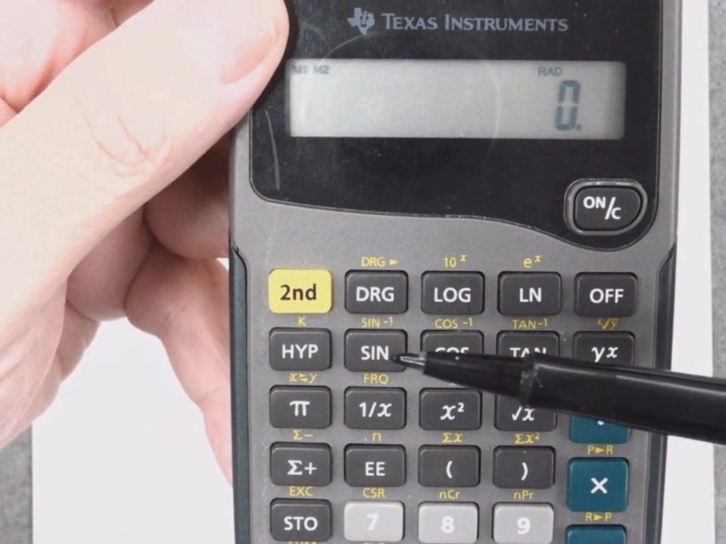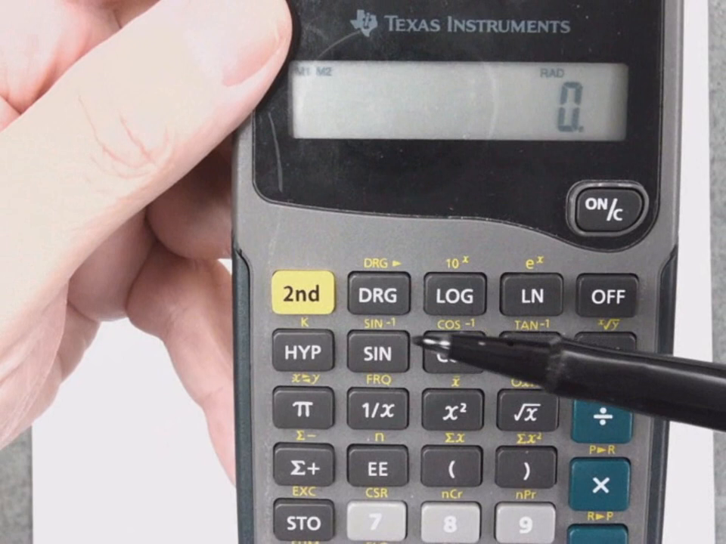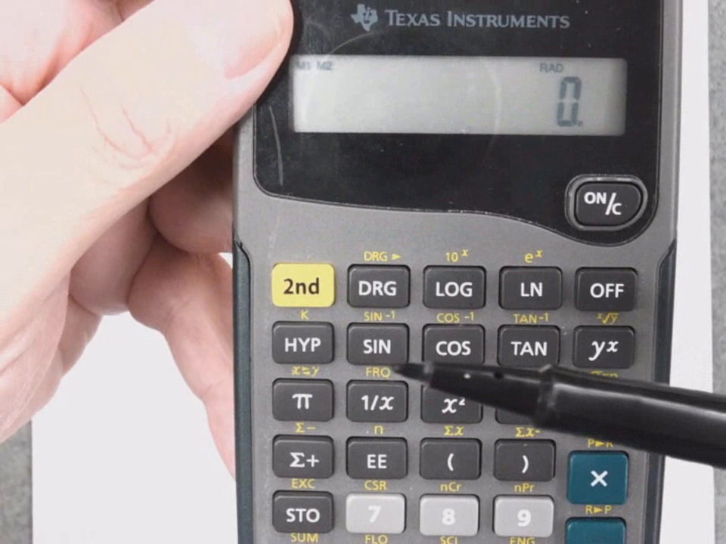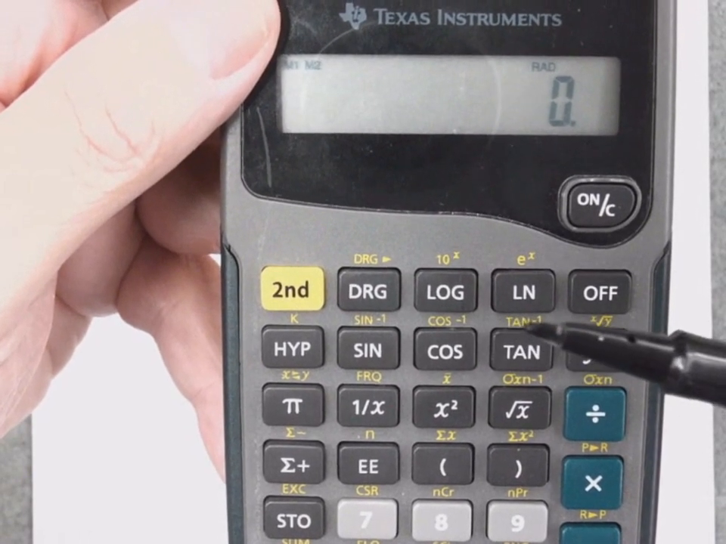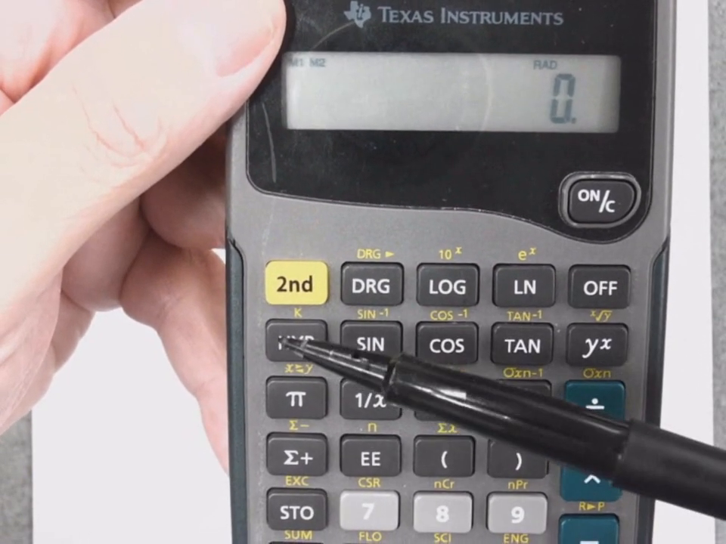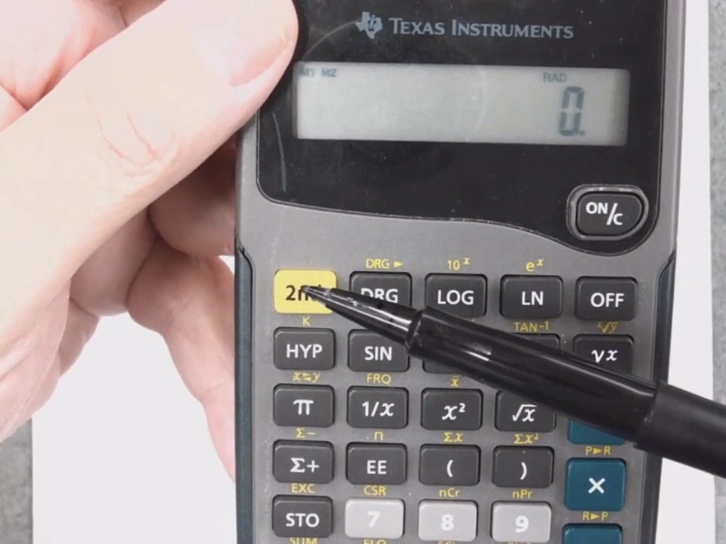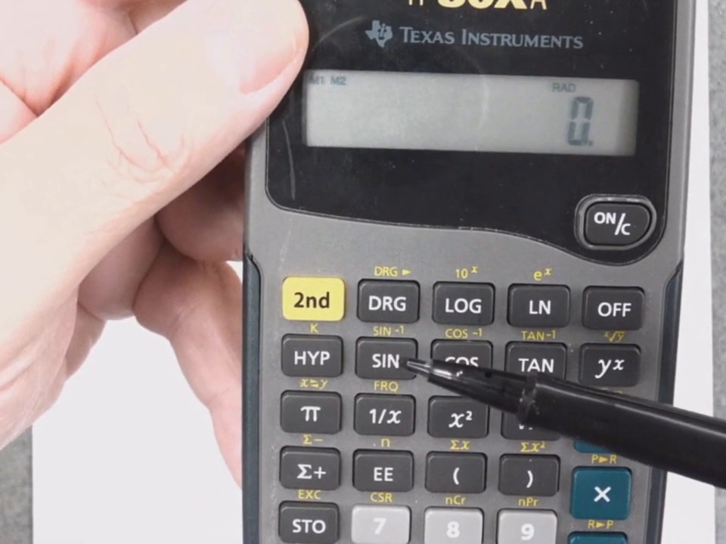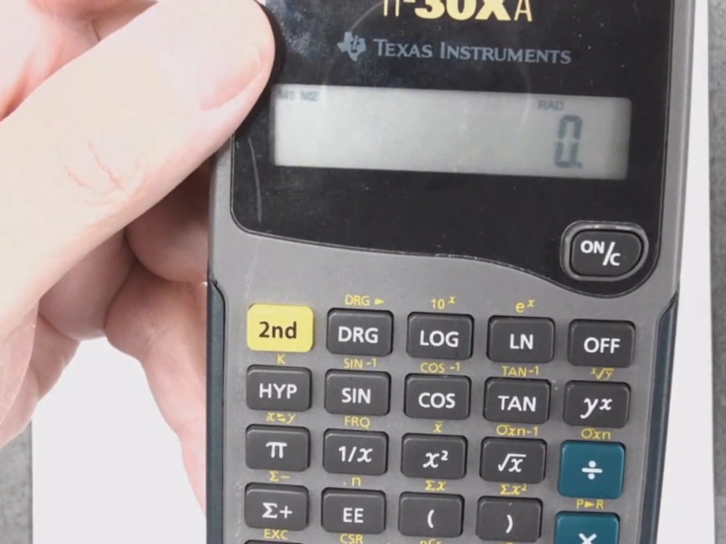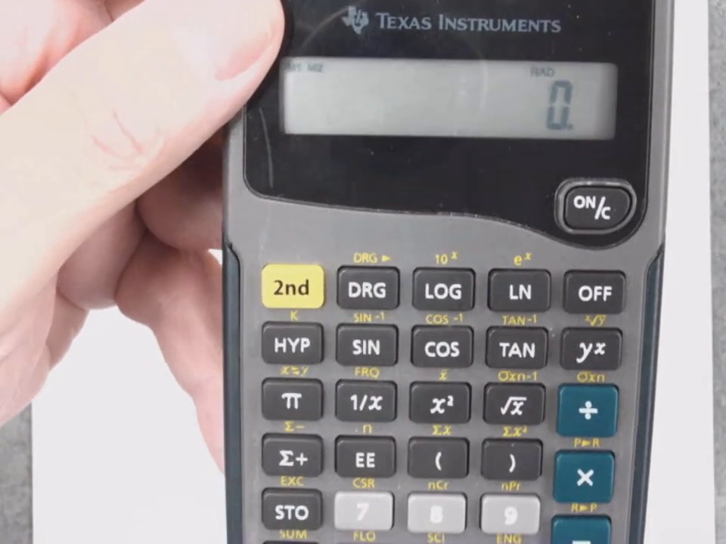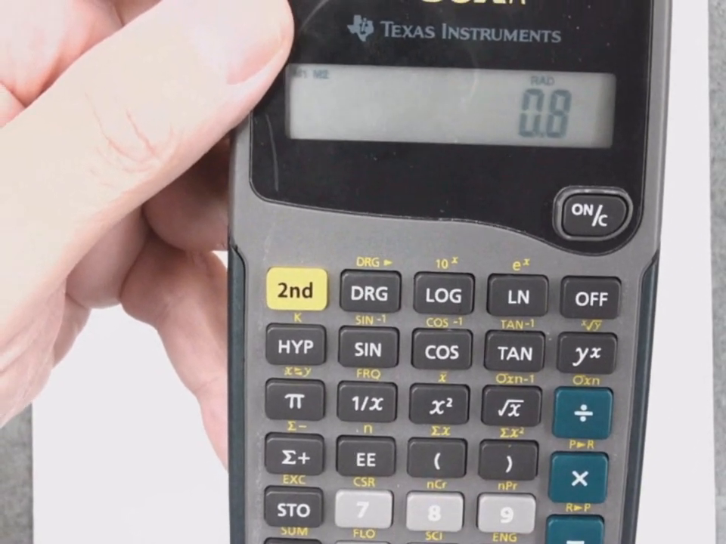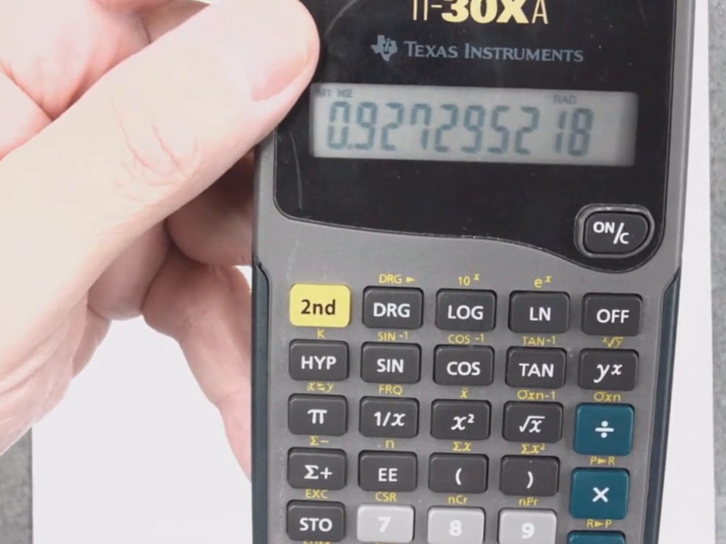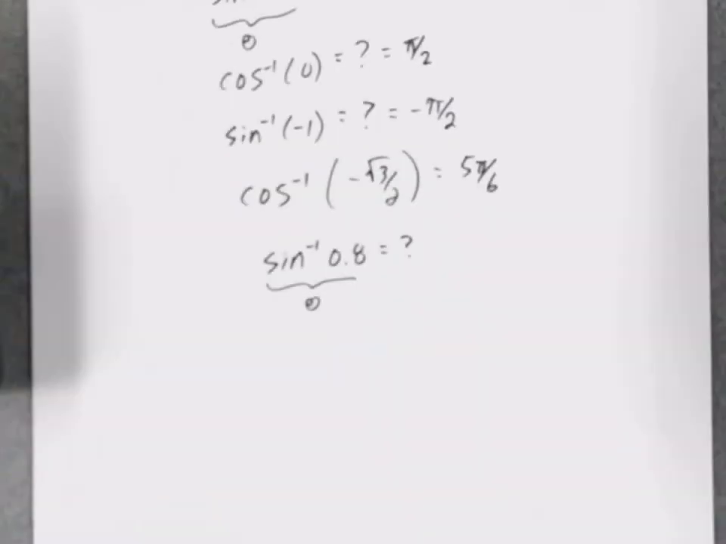Right above the sine key, you notice it's inverse sine. Above the cosine is inverse cosine. Above the tangent is inverse tangent. So these are inverse trig keys, which I access by hitting the yellow button. If I hit the yellow button and then this button, it's going to do an inverse sine. So this problem says, what's the inverse sine of 0.8? I'm going to enter 0.8, execute the inverse sine, and it's like 0.93.